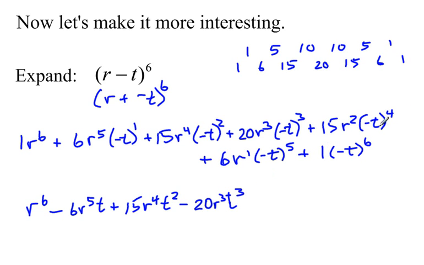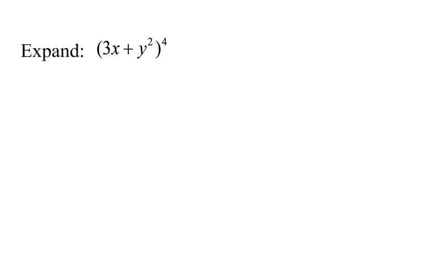And you can see this is going to alternate. Even power plus 15r squared t to the 4th. Odd power minus 6r t to the 5th. Last one's even plus t to the 6th. All right, so let's look at this next one.